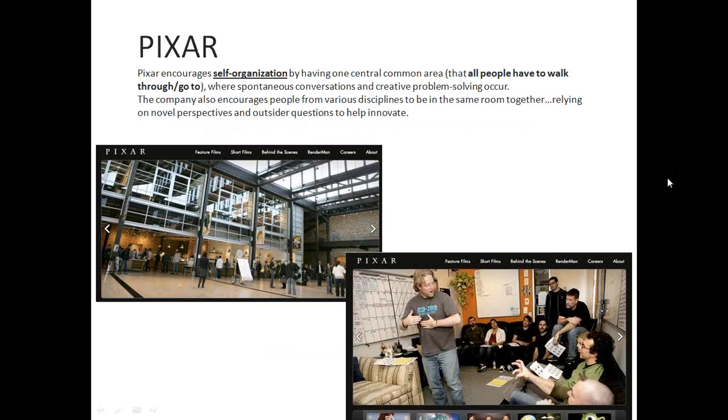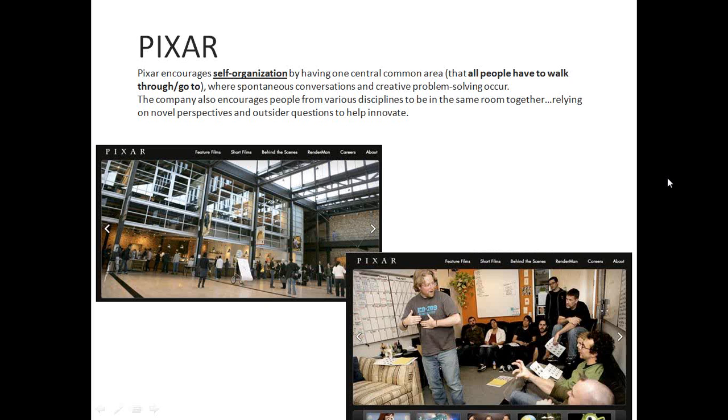And then another human example is Pixar, and they have a central common area that all employees must go through when they come and go to work and when they take breaks. It promotes spontaneous conversation and allows the creative exchange of ideas in a common area. It allows people from different components of the company to get together and share ideas without necessarily having an agenda or a reason to meet, but just an opportunity to connect.